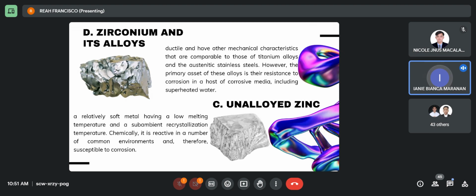However, the primary asset of these alloys is their resistance to corrosion in a host of corrosive media, including superheated water. Furthermore, the zirconium is transparent to thermal neutrons so that its alloys have been used as cladding for uranium fuel in water-cooled nuclear reactors. However, in terms of cost, these alloys are often the materials of choice for heat exchangers, reactor vessels, and piping systems for the chemical processing and nuclear industries. And they are also used in incendiary ordnance and in sealing devices for vacuum tubes.